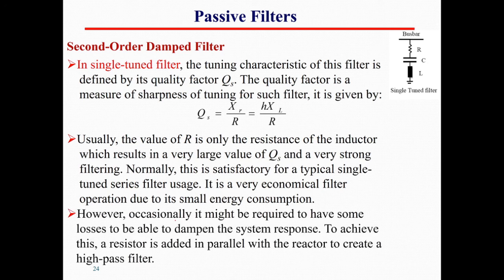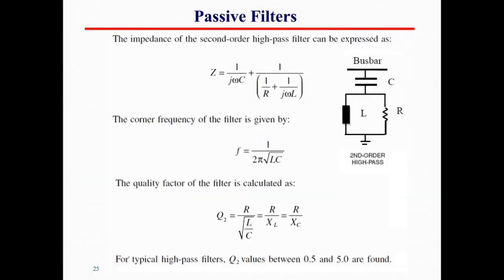However, it might be required to have some losses to be able to dampen the system response. So how to dampen the system response? Of course, we have to put more resistance. So to achieve this, a resistor is added in parallel with the reactor to create what we call a high pass filter, which is given in this diagram. So we add over here, with the inductance, a resistance in parallel, and that will create what we call a high pass filter in this case.